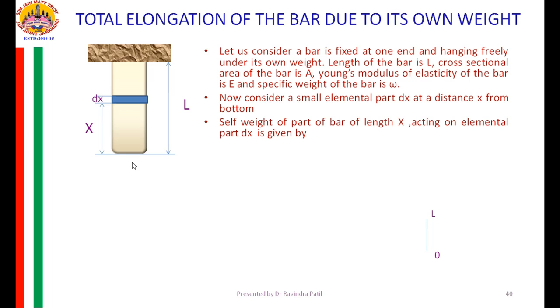Deformation of any part is given by P into L divided by A into E. P is nothing but the axial load acting on the member, L is the length of the member, A is the cross sectional area, and E is the Young's modulus of the material. So out of these four parameters, L is known to me. That is nothing but dx.